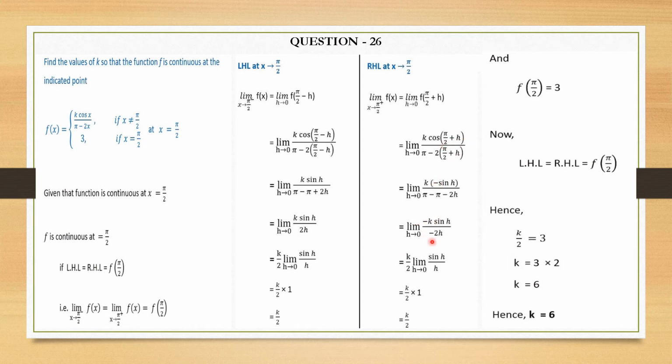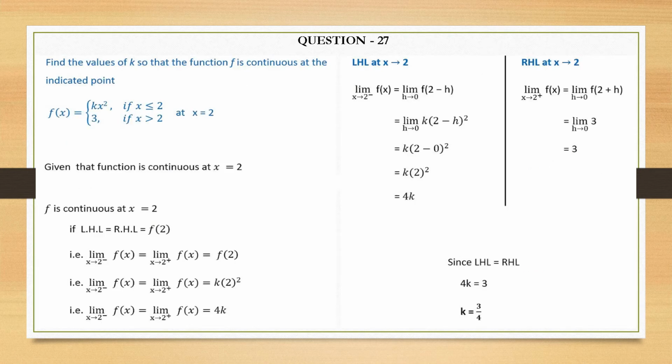So this negative can be balanced, and it also turns out to be k by 2. Okay, so there was no need of doing that. That's why for x not equal to pi by 2, you can simply go for this right hand limit, unless it is a modulus or greatest integer function. And f of pi by 2 is also 3. So by putting it here, I'll get k by 2 equal to 3, that is k is equal to 6.